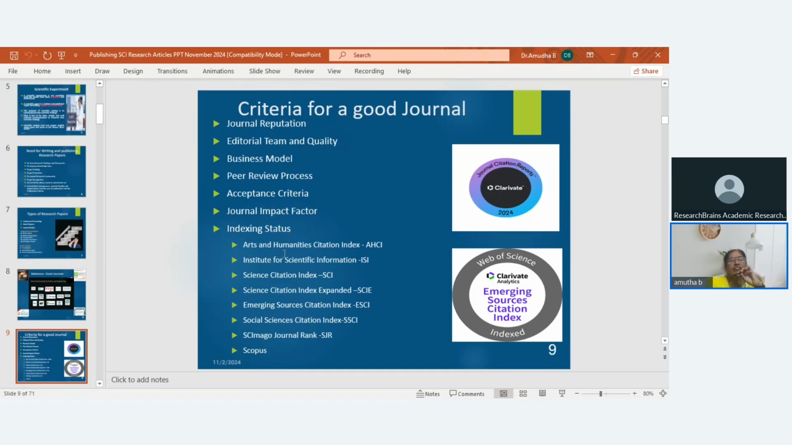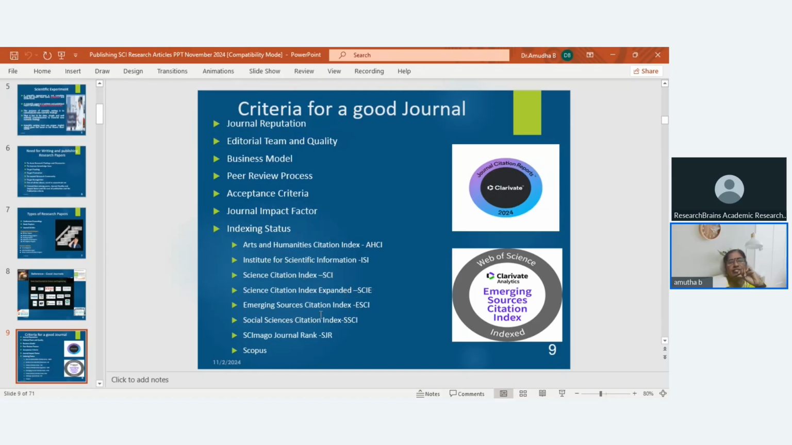And the indexing status. When you go for indexing status, the Arts and Humanities Citation Index, AHCI, is for papers related to arts and humanities. And the Institute for Scientific Information, ISI, is a journal indexing technology. And the Science Citation Index, we are looking for it because we are in the science and engineering community, and we want to publish our papers in the Science Citation Index. And the Science Citation Index Expanded is an expanded version of SCI. I'll tell you the difference in the forthcoming slides.